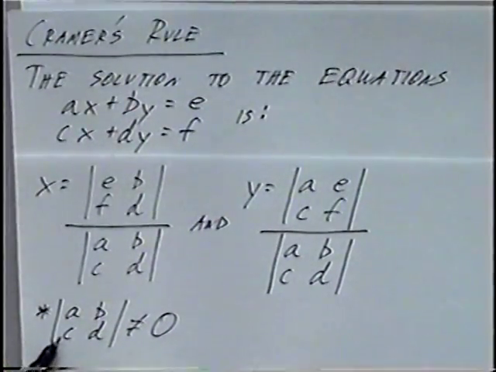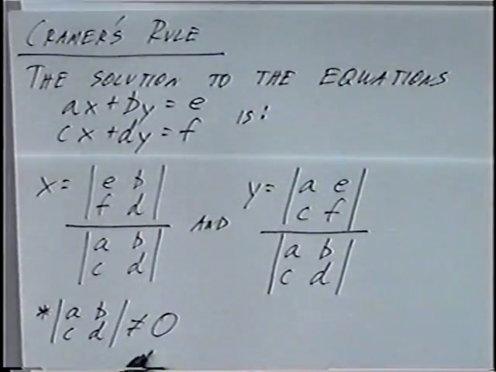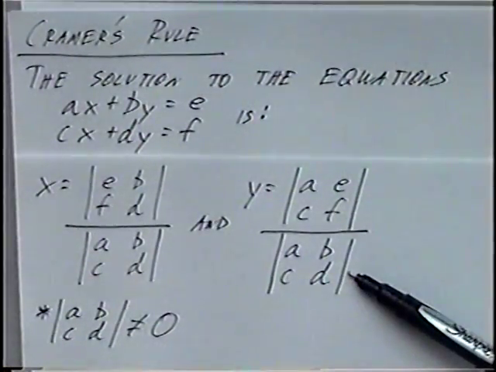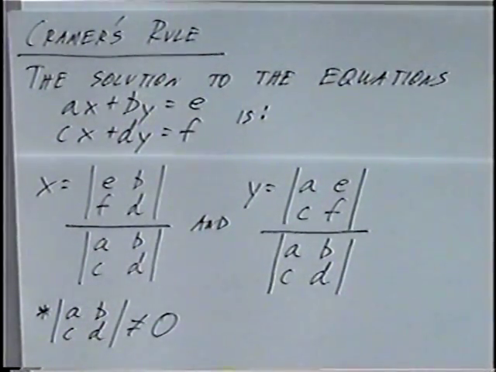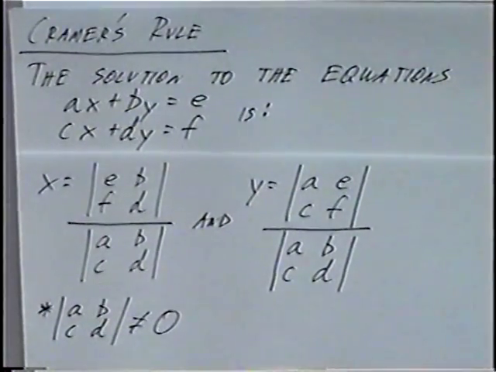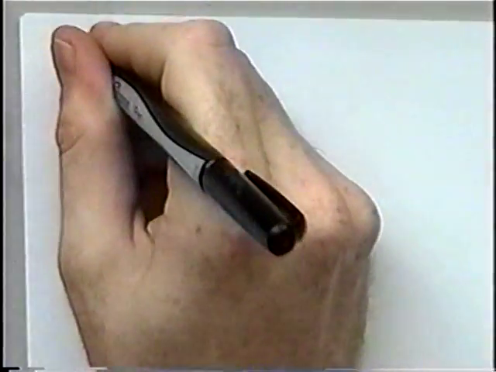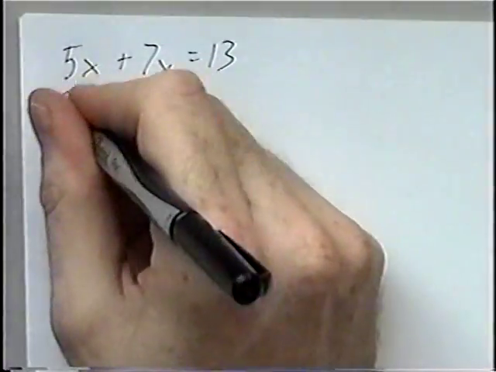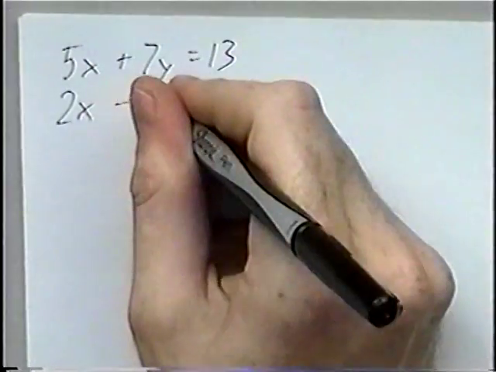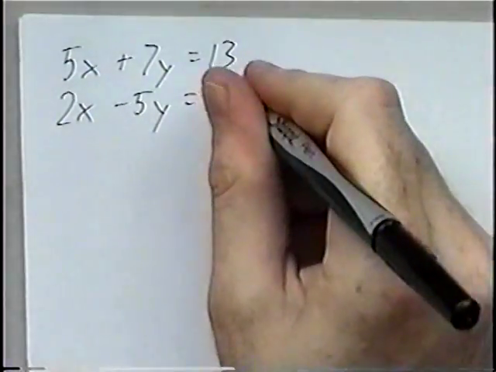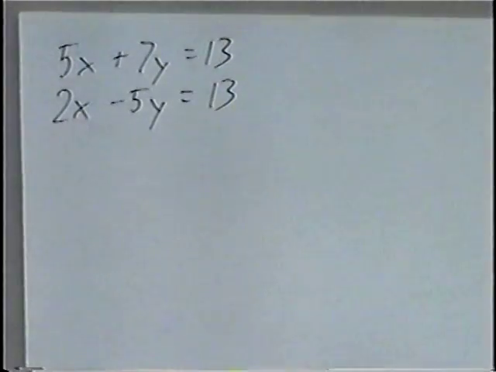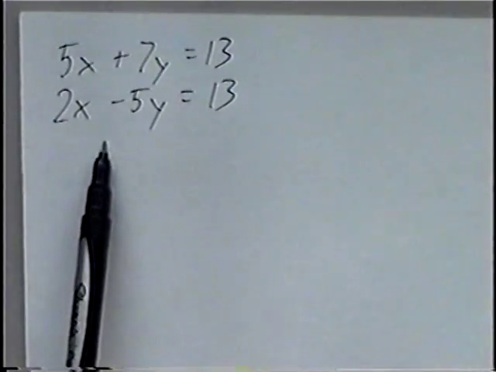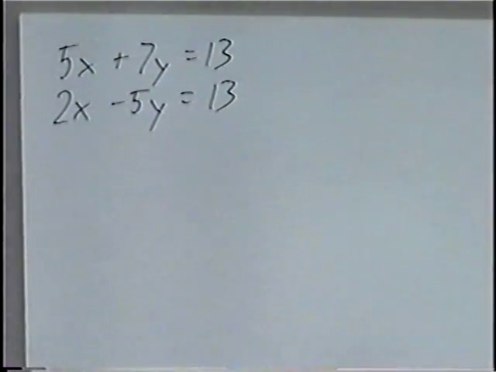One special case is a, b, c, d. The determinant cannot equal 0, otherwise your denominator would be 0 and your solution would be undefined. Problem for this section is 5x plus 7y equals 13. And second equation, 2x minus 5y equals 13. And again, instead of using substitution or elimination, you could use Cramer's rule by finding the matrices and determinants and solving for x and y.